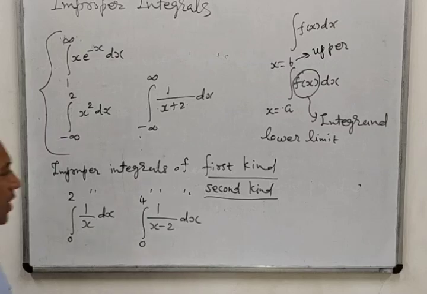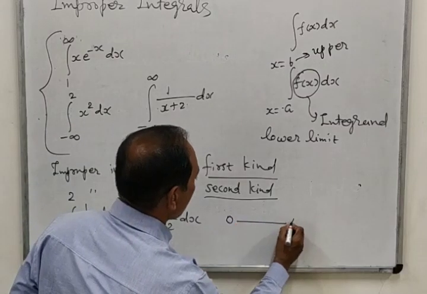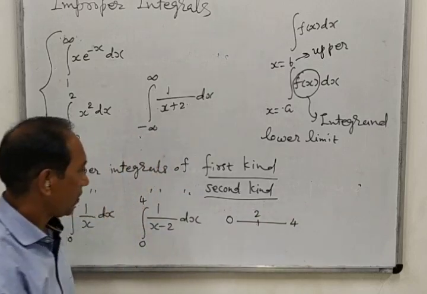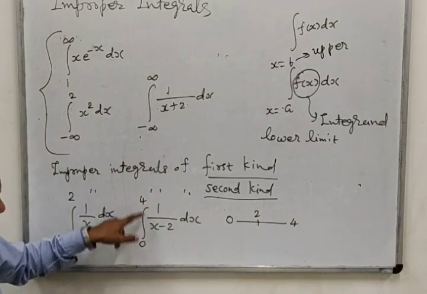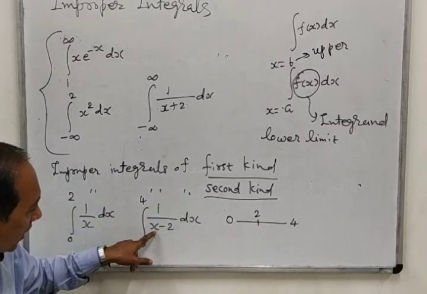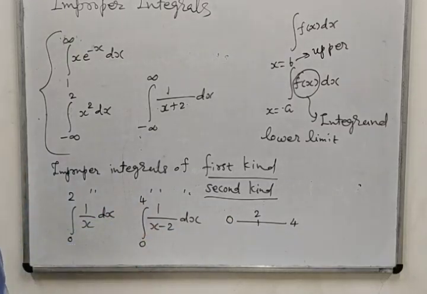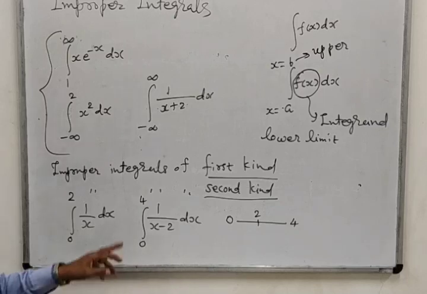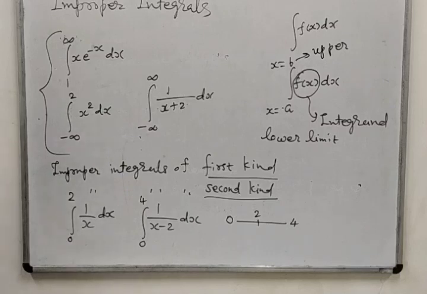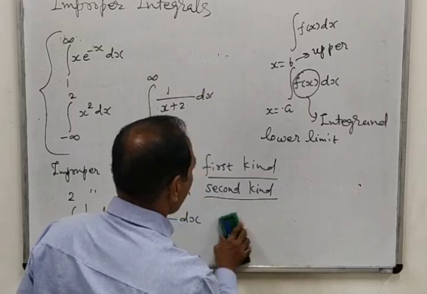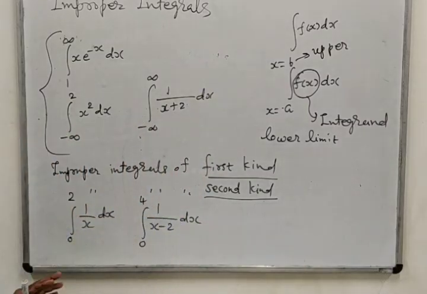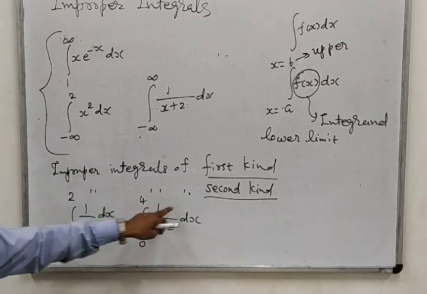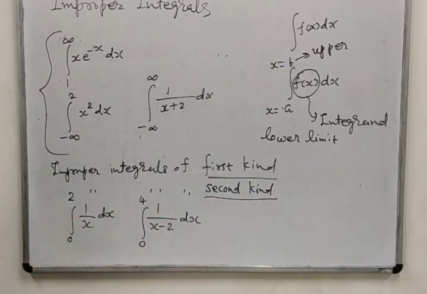And between 0 and 4 there lies the number 2. So if we put x equal to 2, it becomes 1 upon 0, that is infinite. So it is unbounded, and this integration is also an improper integral. You must note that this integration is also known as an improper integral. In such cases, these integrals are improper integrals of second kind.